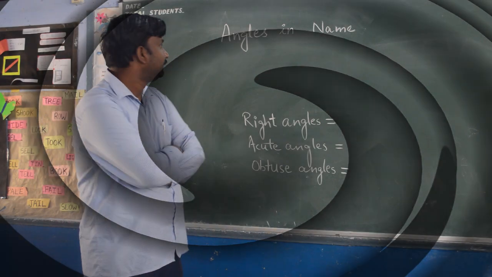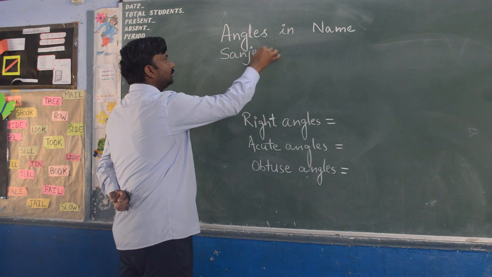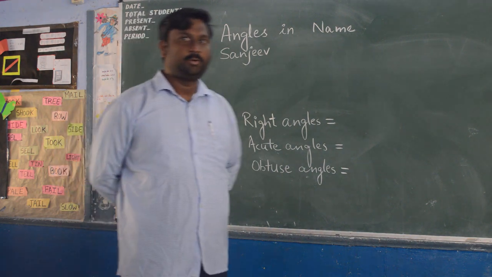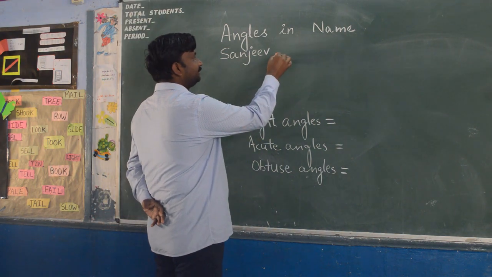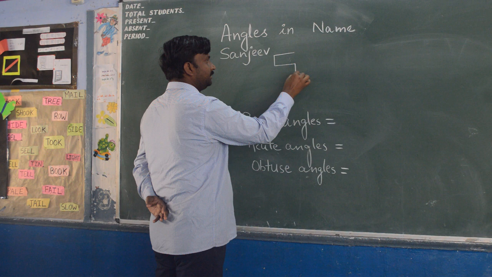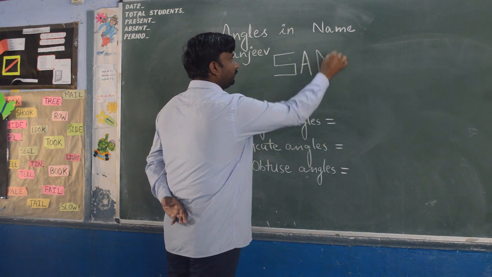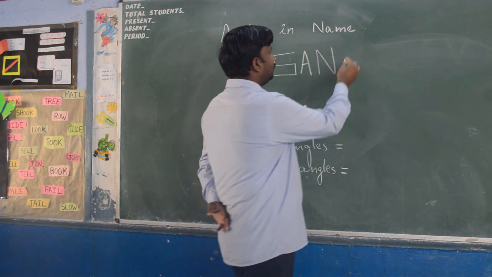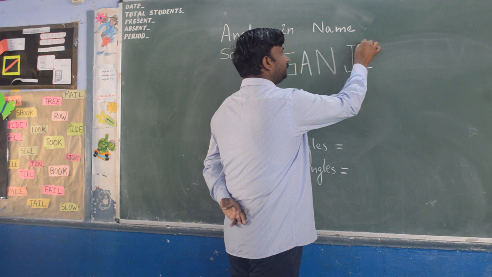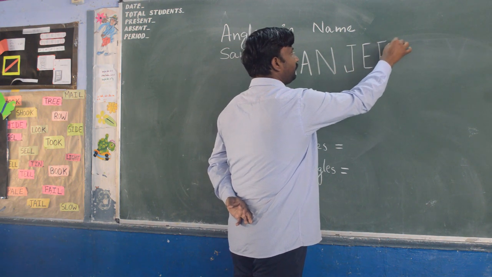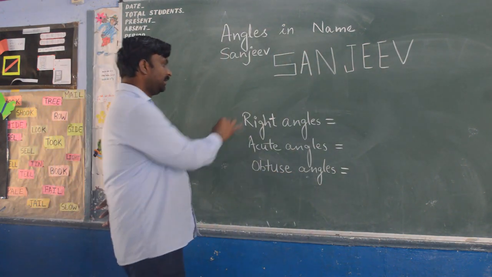Let us take the first example, Sanjeev. In order to know the angles in this name, first write it with straight lines. S, A, N, J, E, E, V. Sanjeev. First, let us count right angles.